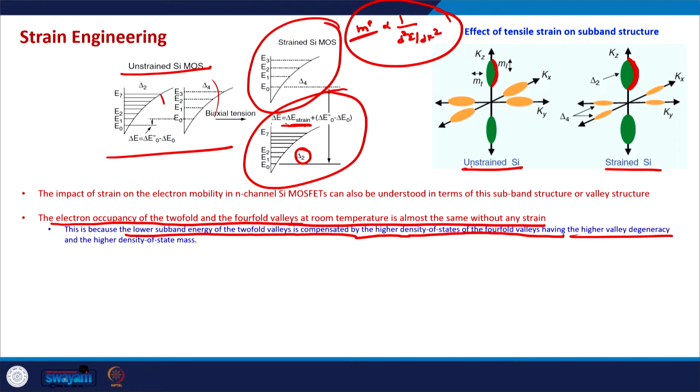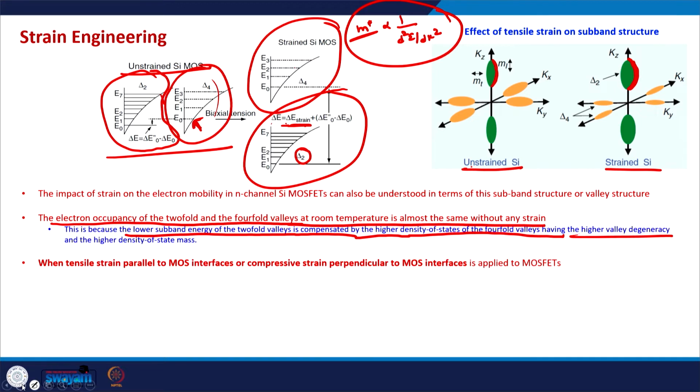So the electron occupancy in unstrained silicon in both kinds of valleys is almost the same, and the reason for that is that the density of states is higher in higher energy levels. Moreover, the valley degeneracy is more here, but the energy levels are small here. So these two effects are counterbalanced.